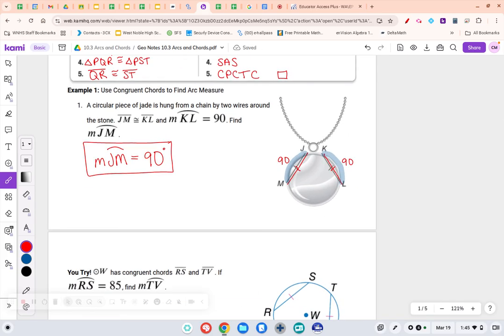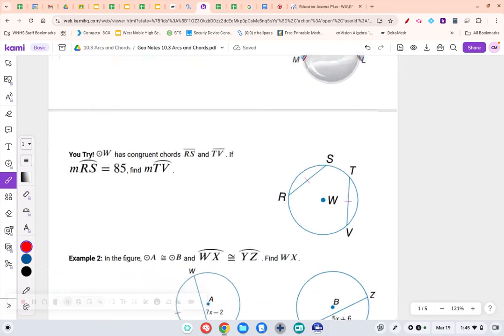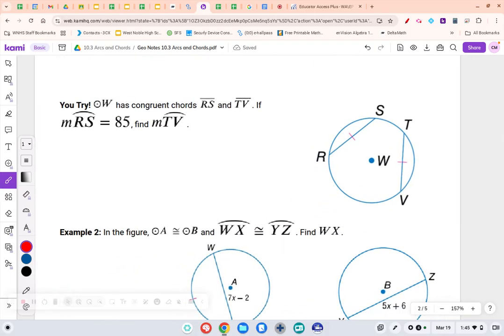When you're ready, flip your page. Try that, you try. Pause me so that way you can practice.